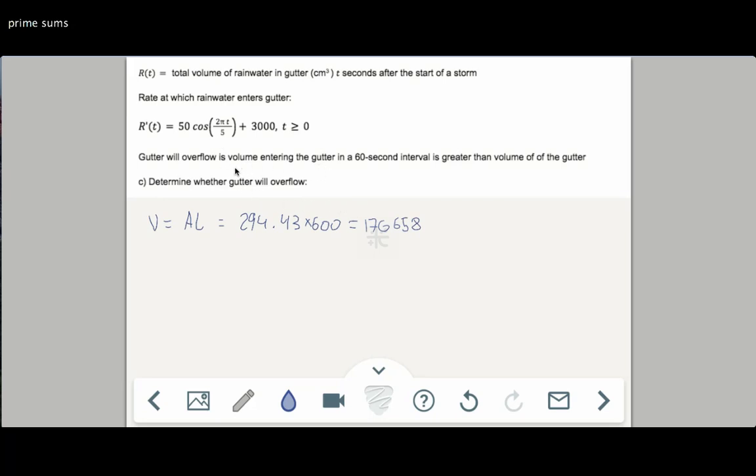And how much water is going to enter the gutter in this 60-second period? We have the rate at which the water enters the gutter. So the total amount of water entering during those 60 seconds is going to be the integral from 0 to 60 of the rate at which the water enters the gutter. So the integral from 0 to 60 of R dash of t dt, basically the integral from 0 to 60 of 50 cosine of 2 pi t over 5 plus 3000 dt.